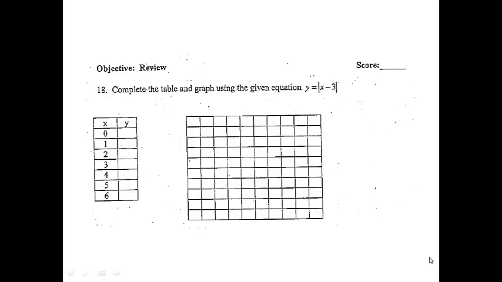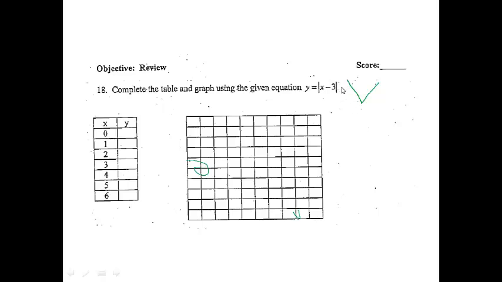Problem number 18. Complete the table and graph using the given equation y equals absolute value of x minus 3. Before beginning this problem, I would be looking at my stations and looking at my functions on the back wall and figuring out this is an absolute value. So I know when I'm done, my graph needs to look like a V. If it doesn't look like a V, I did something wrong.